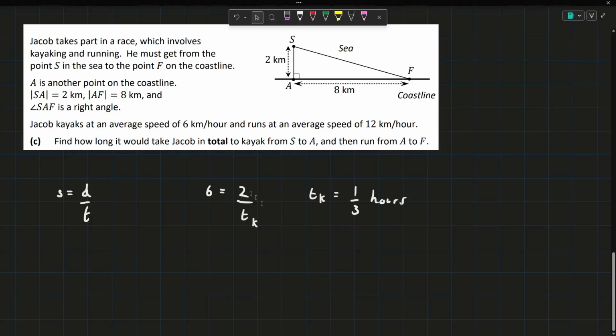So let's bring the TK up to the top, then bring the 6 down, and 2 over 6 is the same as 1 over 3. Then let's see how much the running takes. So this is the kayak. Let's see how long the run takes.